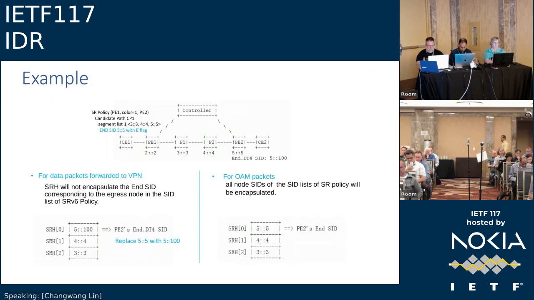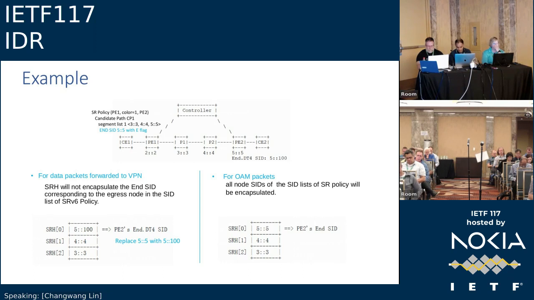Finally, we take a look at a use case of our solution. Suppose the controller distributes an SR policy to head-end P1 with a segment list, and the last SRv6 SID of the segment list has its E flag set.